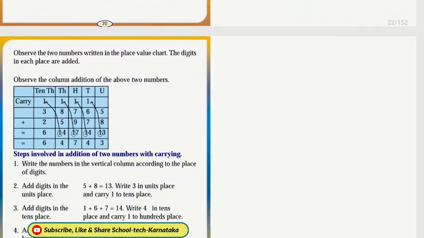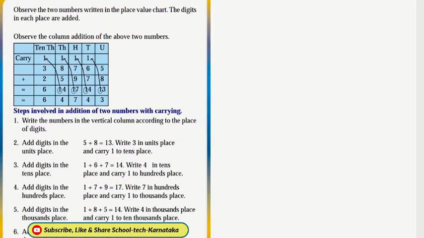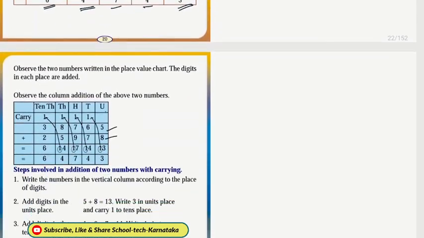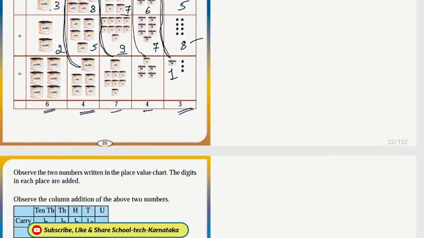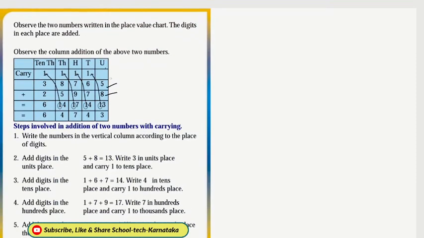Now, observe the two numbers written in the place value chart. The digits in each place are added. So, at units place we have 5 and 8. Similarly as we checked here, that was a pictorial description. So here we have numeric description. So 5 plus 8 we have 13. 3 is written here and 1 is carried to the next place.